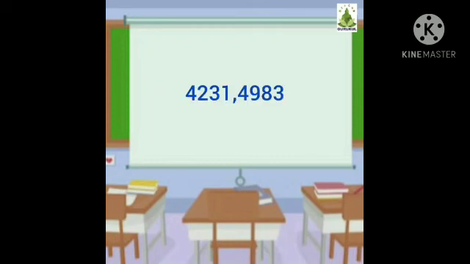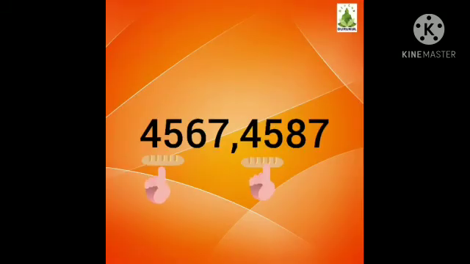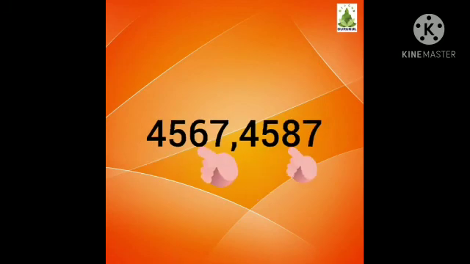If the thousands digits are equal, we'll compare the hundreds digits. In this following example, 4231 compared with 4983. Here observe hundreds place 2 and 9. So 9 is bigger, that's why the bigger number is 4983.